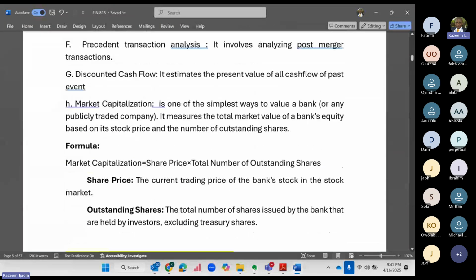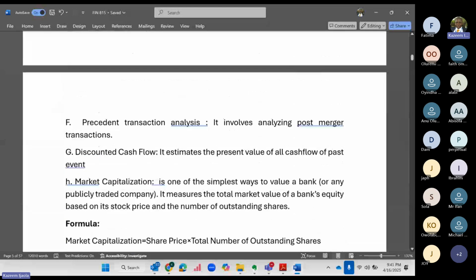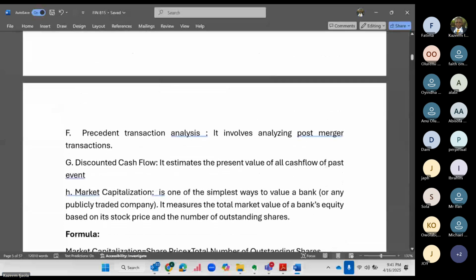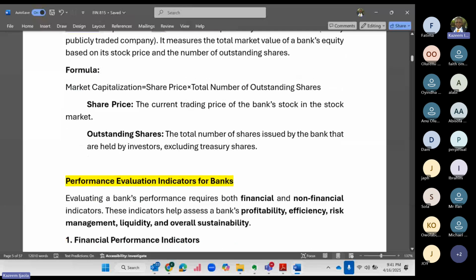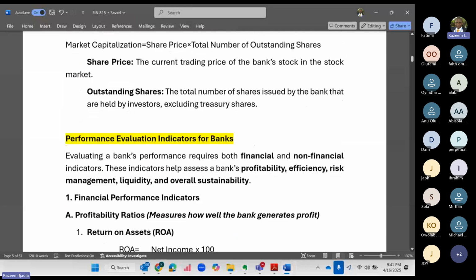There is the excess return model, there is precedent transaction analysis, then there is discounted cash flow. Under discounted cash flow, all your future cash outflow, you discount them to the current rate. That is what discounted cash flow is all about. So these are some of the methods that you can use to value your banks.